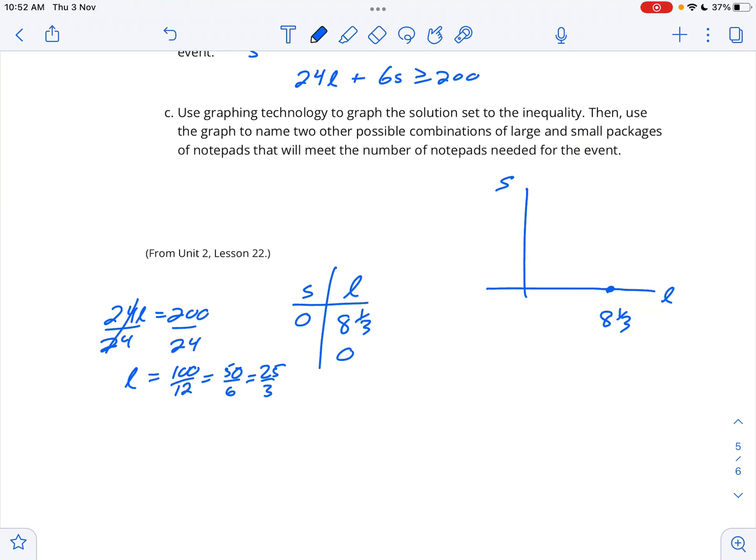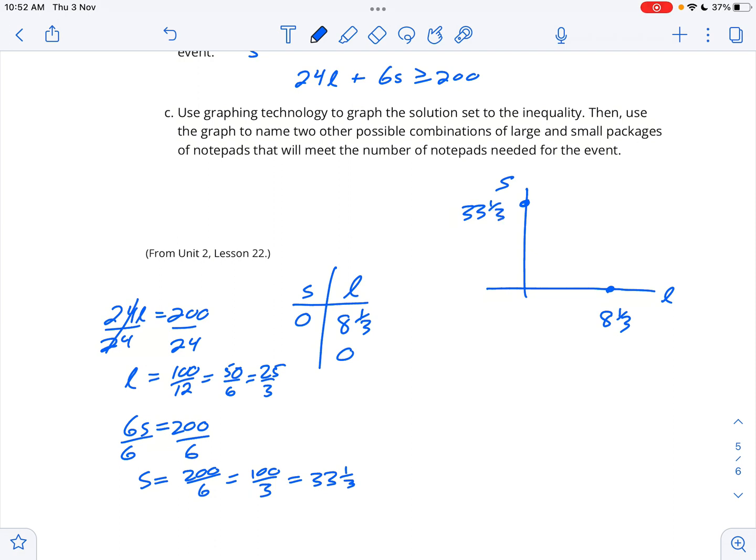If I go the other way around, that means 6S is going to have to equal 200, when L is equal to 0. Divide by 6. So S is going to have to equal 200 divided by 6, which is 100 over 3, which is 33 and 1/3. This graph is definitely not drawn to scale, and that's okay.